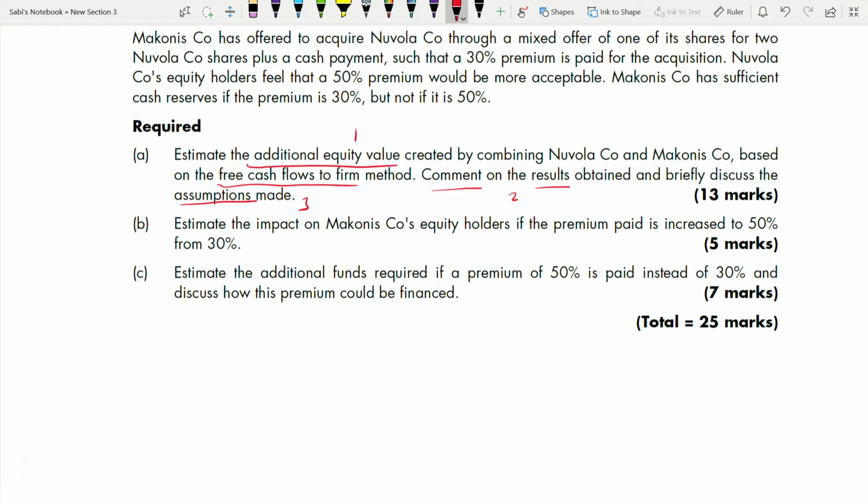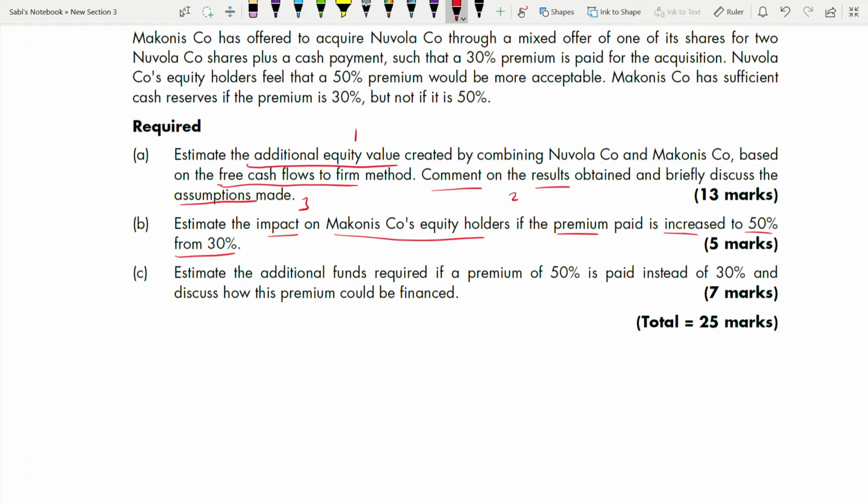Coming to part B. Estimate the impact on Makonis company's equity holders if the premium paid is increased to 50% from 30%. So currently the premium is 30%. Now, what happens if the premium increases from 30 to 50%? You have to tell the impact on Makonis company's equity holders.